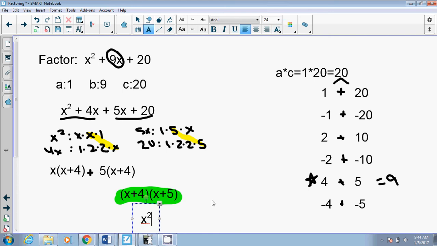X times 5 gives me 5x. 4 times x gives me 4x. 4 times 5 gives me 20. And then combine your like terms in the middle here. 4x plus 5x becomes 9x, which is the original problem. So I know my factored form, the quantity x plus 4 times the quantity x plus 5, is my correct factored form.